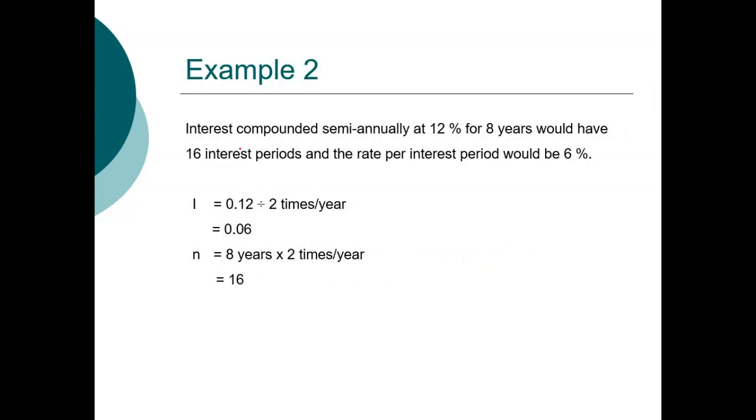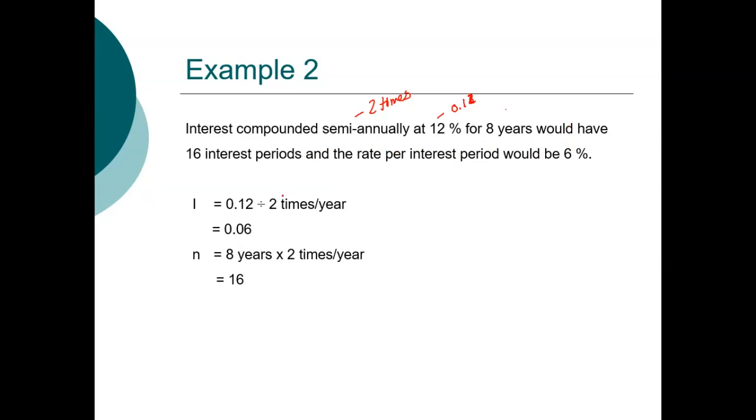So here's an example. Interest compounded semi-annually. Semi-annually tells me 2 times, right? At 12%, so 0.12 rather, 8 years, so I have 8 years, would have 16 interest periods, right? And the rate per interest period would be 6%.